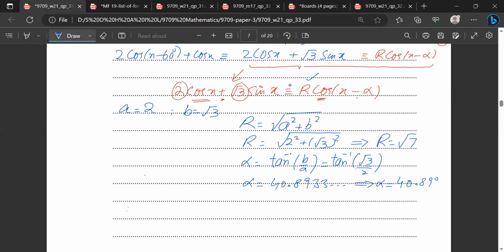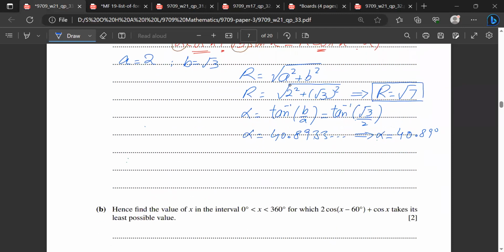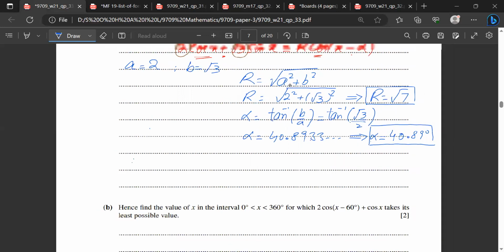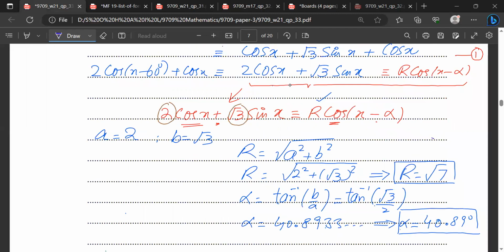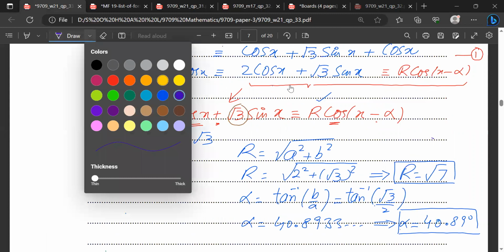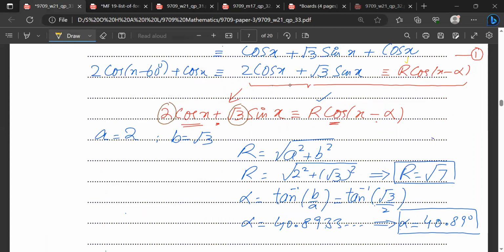Correct to significant figures. Yes, we have obtained the value of r, and the value of alpha. The question was to find alpha correct to 2 decimal places. So after this working, we have the answer. We have obtained the value of r as root 7, and alpha as 40.89.